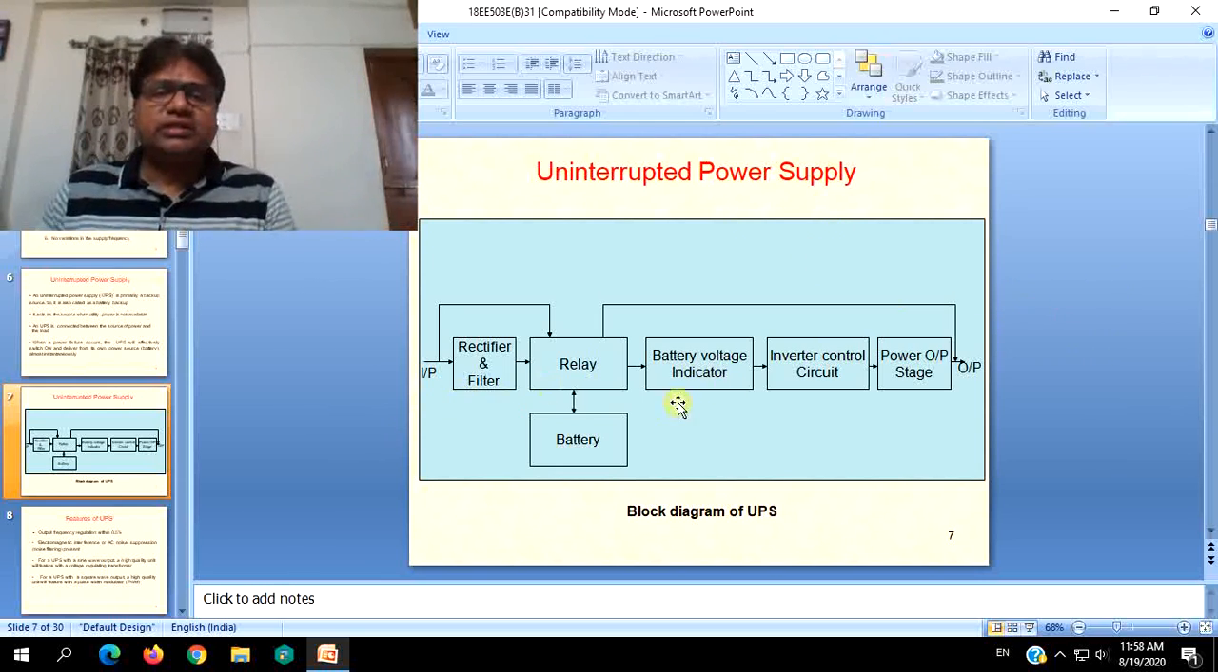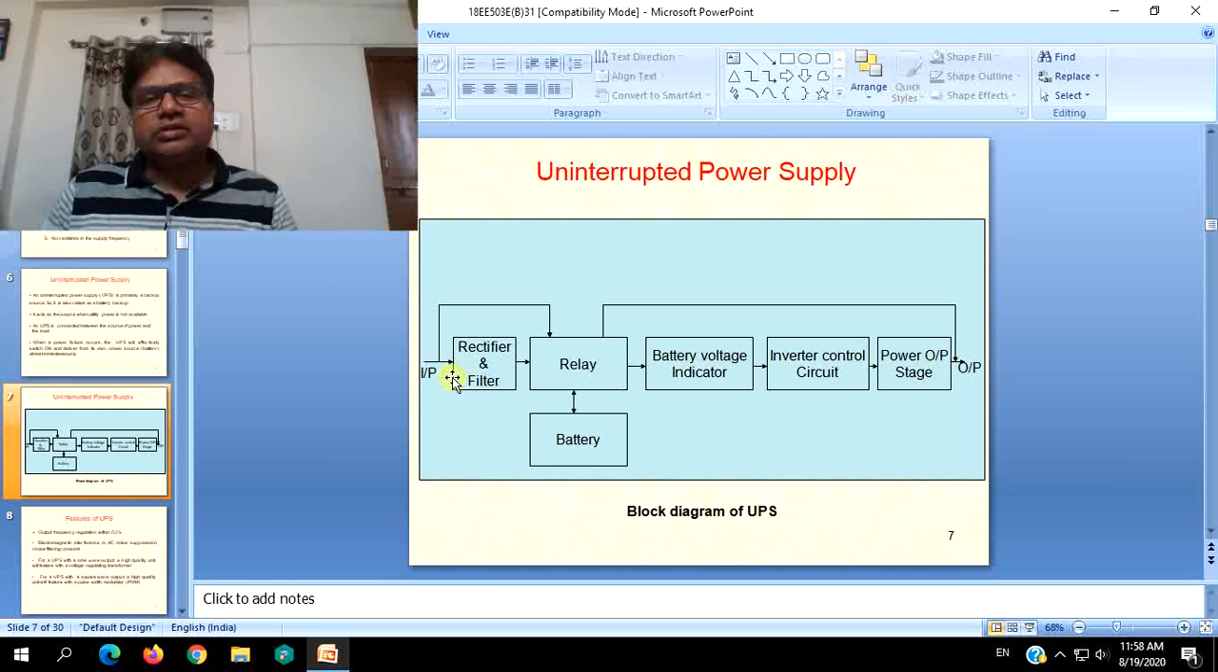So this is a simplified generalized block diagram. Just think that the output is given from the input via a separate path, and the same is also converted to DC, and via this relay the battery will be charged with the DC.